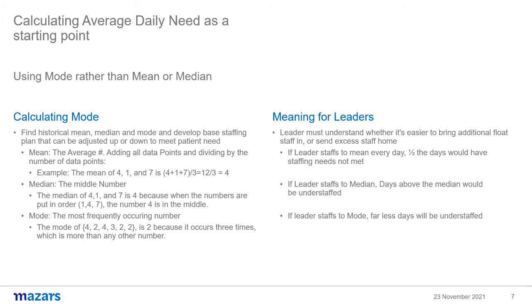So the most useful calculation is the mode, which is the most frequently occurring number. We have a small data set here to keep it simple. The mode of 4, 2, 4, 3, 2, and 2 is 2 because it occurs 3 times, which is more than any other number. So if we looked at a 30-day period and you were to staff to your most frequently occurring number and staff up and down accordingly, it's less likely that you're going to find yourself in a situation where you are understaffed or way overstaffed.